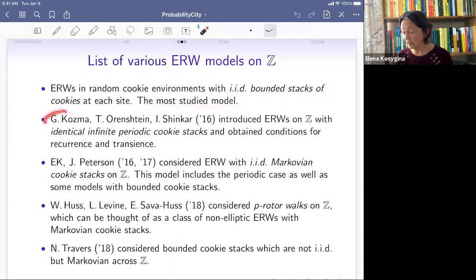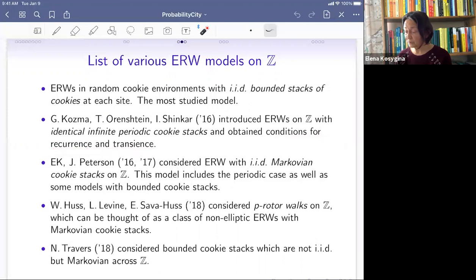Then Gady Kozma, Tal Orenshtein, and Igor Shinkar asked the question, what if the cookie stacks are not bounded, but they are periodic, like 1, 2, 3, 1, 2, 3, 1, 2, 3, and so on? What can we say about random walk among such cookies? And they actually used Lamperti's method of Lyapunov functions and the correspondence with branching processes, but not so much with branching processes, but with up-crossings and down-crossings picture. And they were able to prove recurrence and transience for periodic cookie stacks.